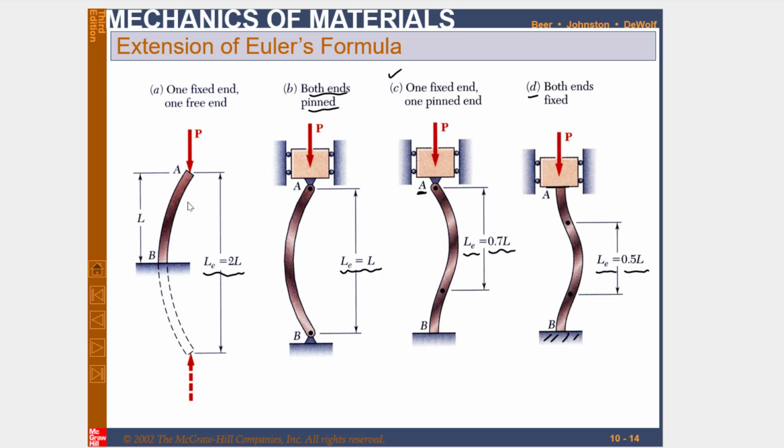We will just pick the effective length according to the column type. If both ends are pinned, you will use LE equal to L, and if one end is fixed and the other end is pinned, LE will be equal to 0.7L. And if both ends are fixed, LE will be equal to 0.5L. The rest you can put into the Euler formula in order to get your desired critical load and critical stress. We will solve some problems so that you have a clear idea about that. So let's move further.